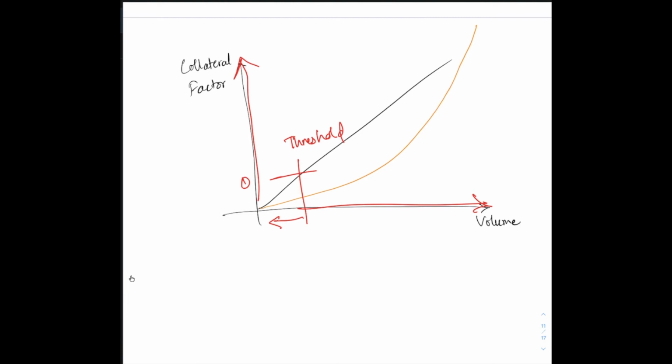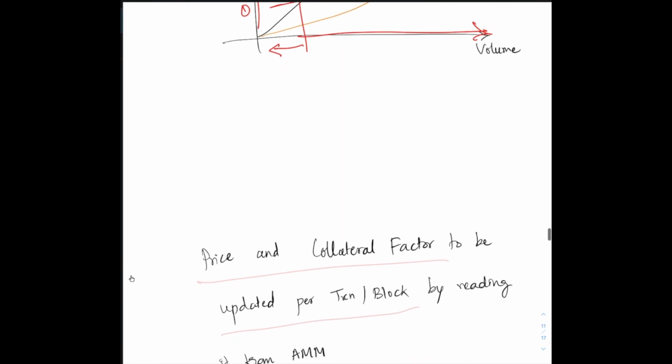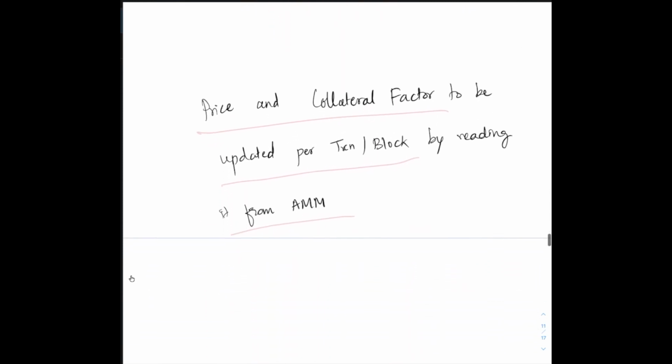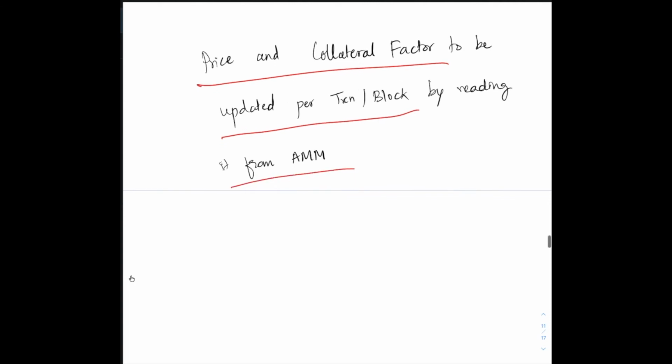But if an asset becomes more liquid, then you should be able to borrow more against it, not only due to its price appreciation, but also due to the improvement in the liquidity itself. So price and collateral factor are to be updated per transaction, per block. Anybody who transacts with the market will effectively be updating it by reading it from the AMM.